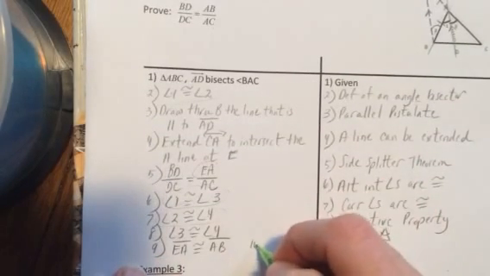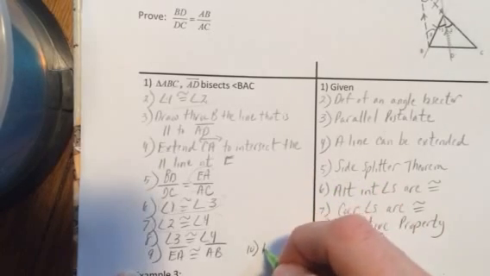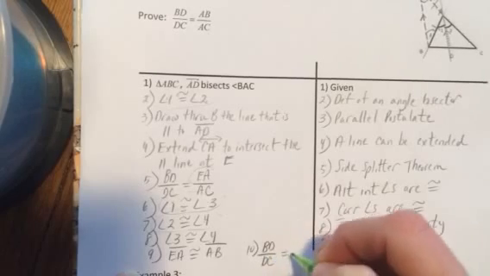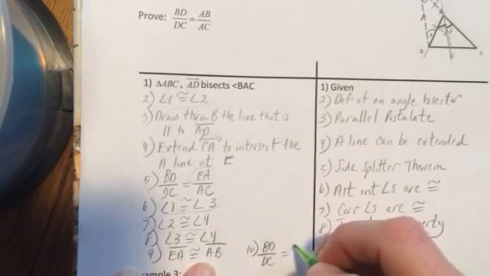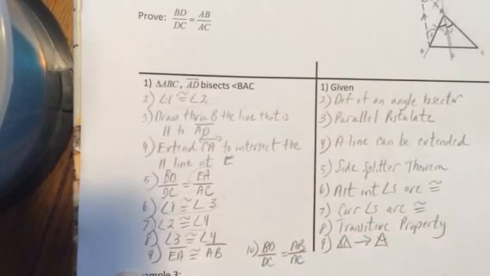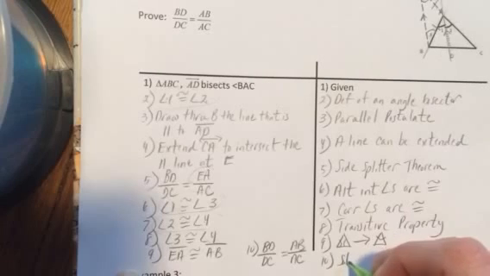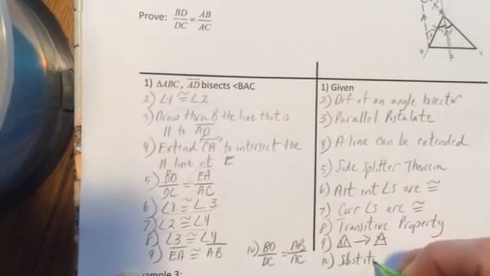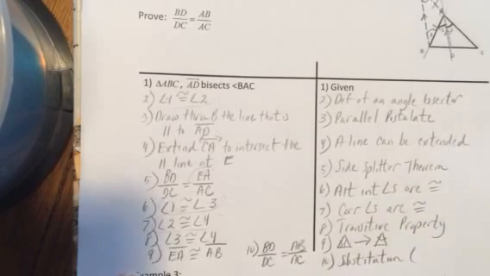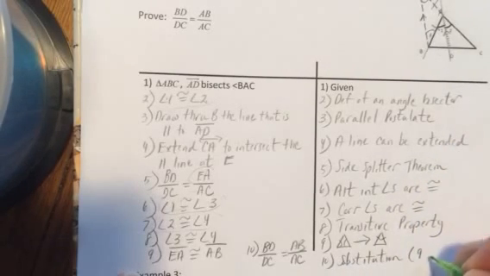Okay, so I'm just going to write number 10 right here so we can still sort of see the diagram. So number 10, I would just do my substitution and say that BD over DC is equal to, instead of EA, I'm going to write AB over AC. Okay, and step number 10 is just the substitution property.